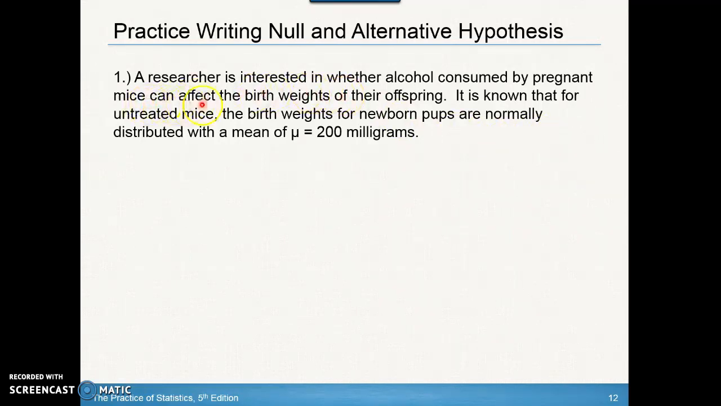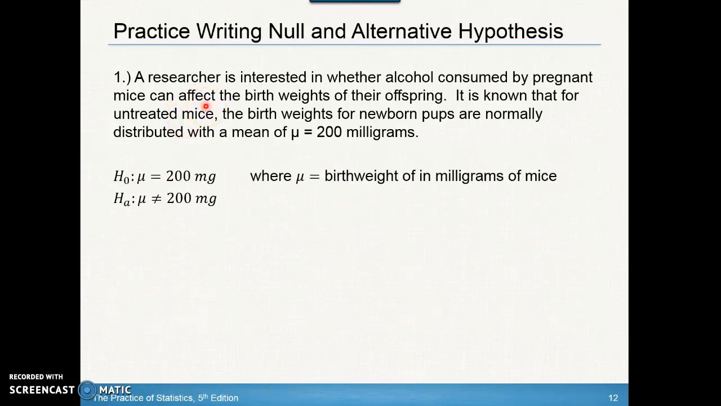We want to know if it can affect the birth weights of the offspring. Since we're checking to see if it can affect the birth weights, it's not saying are the birth weights higher or the birth weights lower. It's just saying, oh, we don't know if they're higher or lower. Therefore, that's going to be a two-sided test.